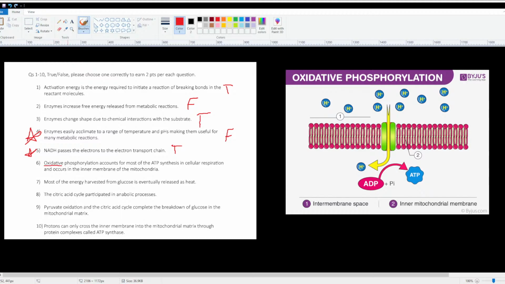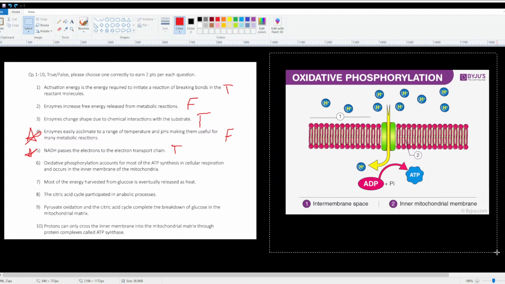However, let's look at the rest of the question. Oxidative phosphorylation accounts for most of the ATP synthesis in cellular respiration and occurs in the inner membrane of mitochondria. So if you remember, what are we making in the citric acid cycle, or the Krebs cycle, or the tricarboxylic acid cycle? You could call it anything, but what are we making? We're not really making ATP, are we? That's not the primary product of those reactions.